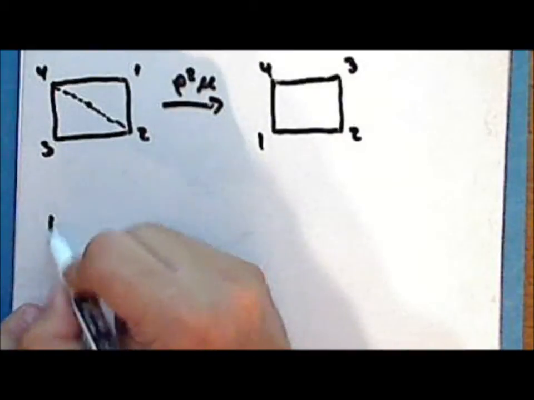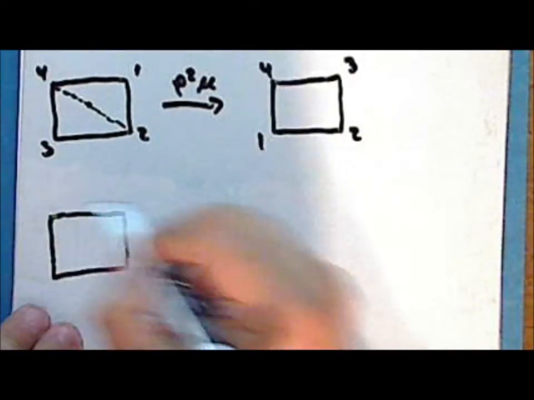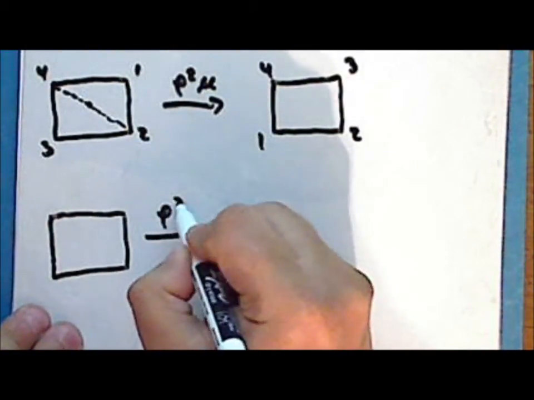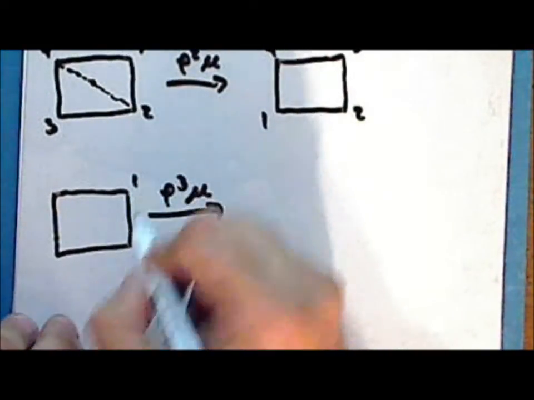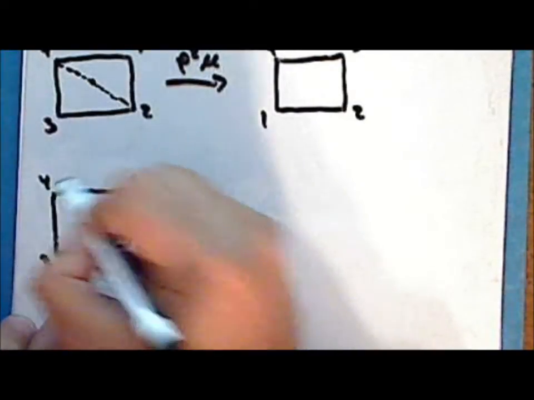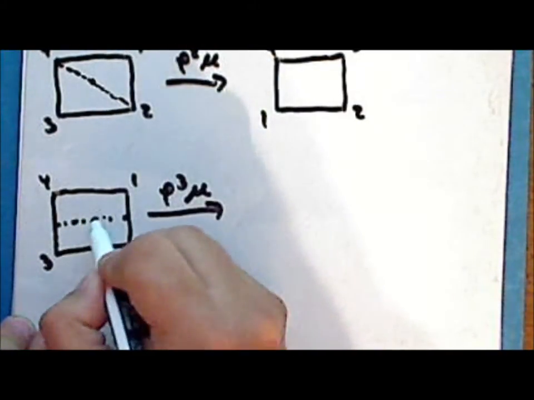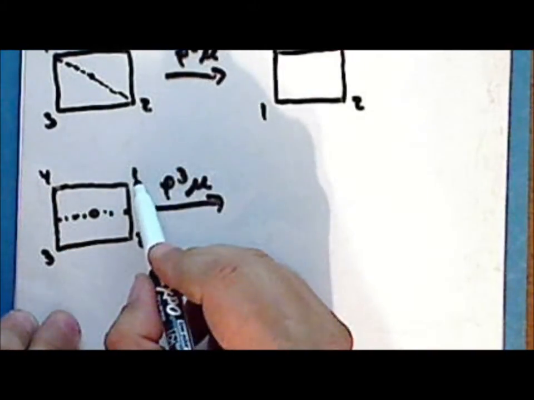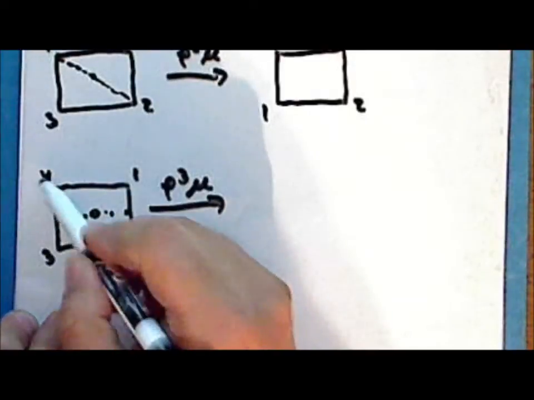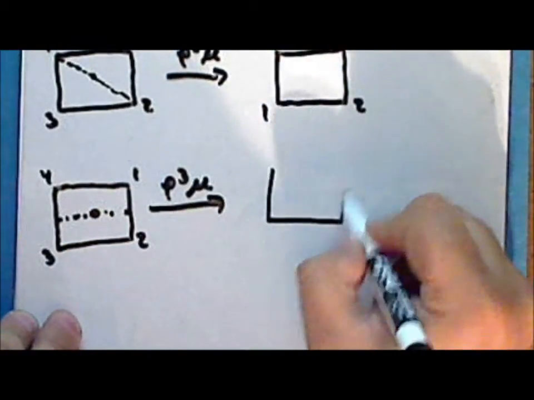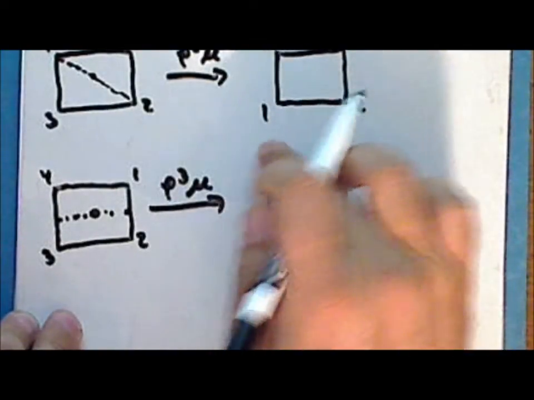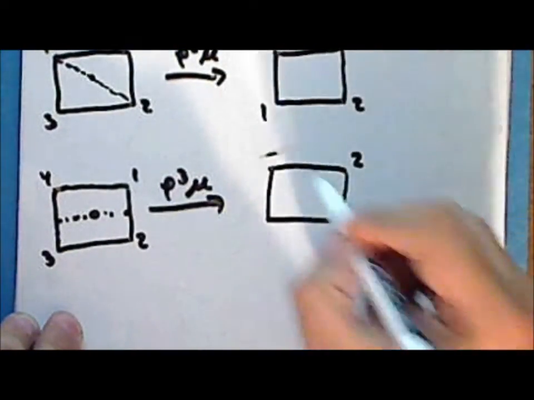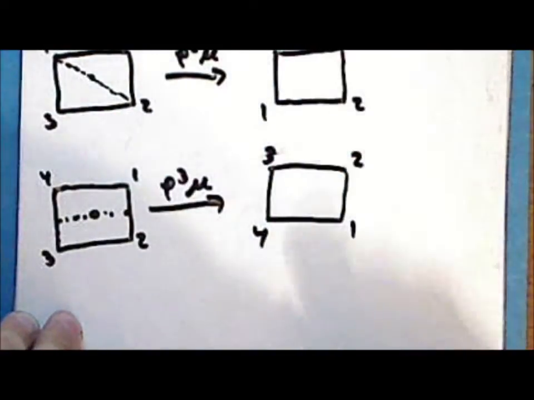And finally, the reflection symmetry, rho cubed times mu, is equivalent to reflection about the line that passes through the midpoints of the opposite sides containing the vertices 1 and 2 and 3 and 4, so that 1 and 2 exchange places and 3 and 4 exchange places.